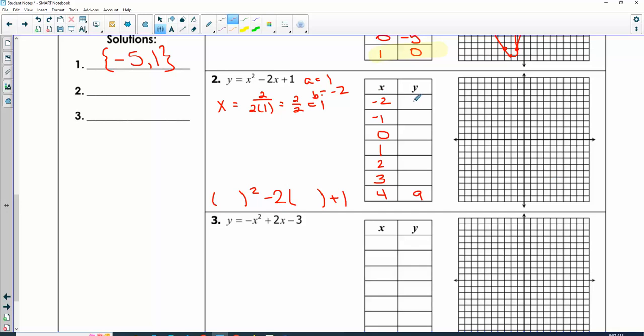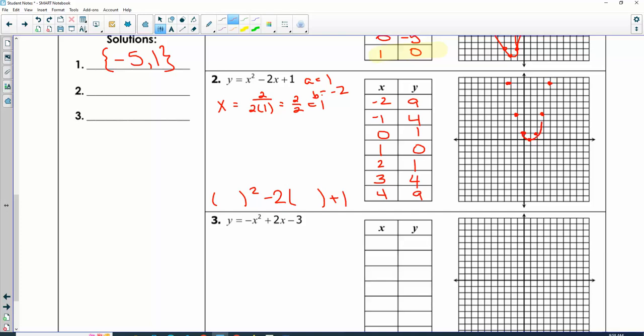So negative 2 gave you what? Negative 1 gave you 4. 0 gave you 1. 1 gave you 0. 2 gave you 1, 3 gave you 4, 4 gave you 9. All right. So we have negative 2, 9. Negative 1, 4. 0, 1. 1, 0. 2, 1. 3, 4. 4, 9.